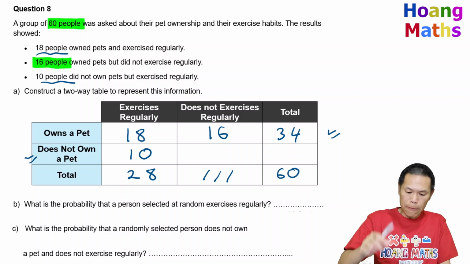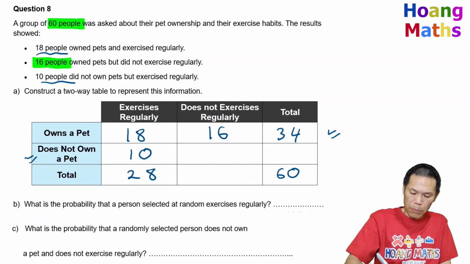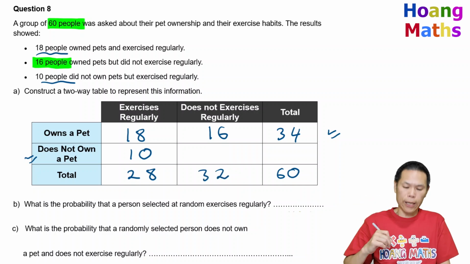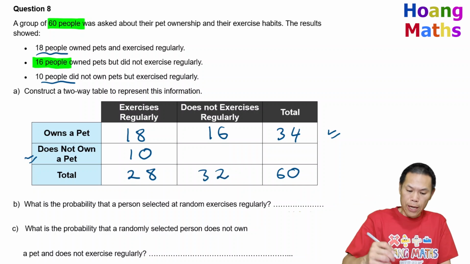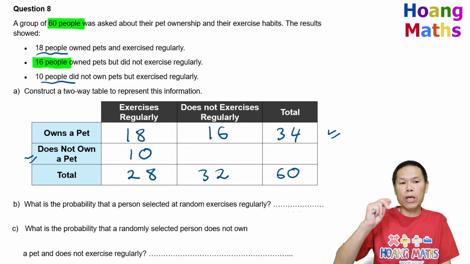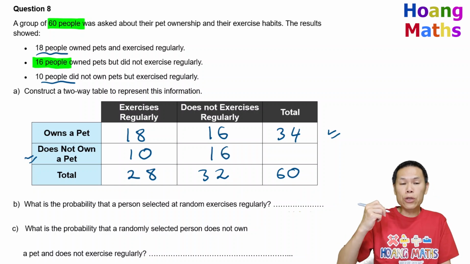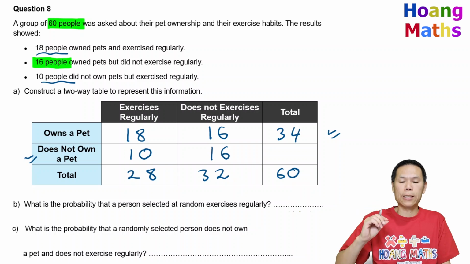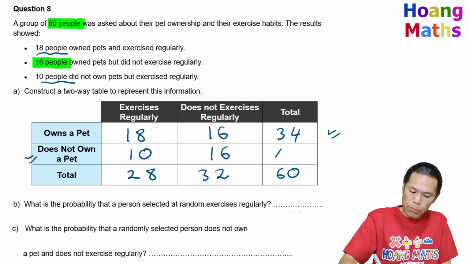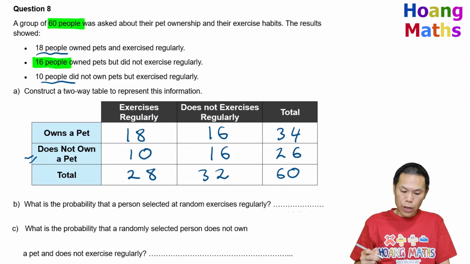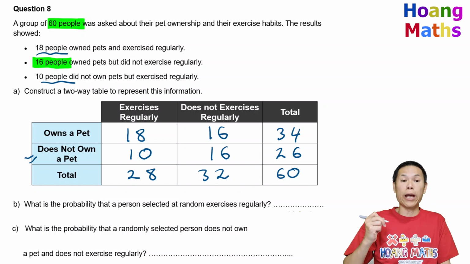60 minus 30 gives me 30, so that becomes 32. Of course, you can just use a calculator. And 16 plus a number gives me 32, so it should be 16. Just go 32 minus 16 and you should get 16. And we can work out this box by simply 10 plus 16, which gives me 26. There you go, and the answer should be correct.